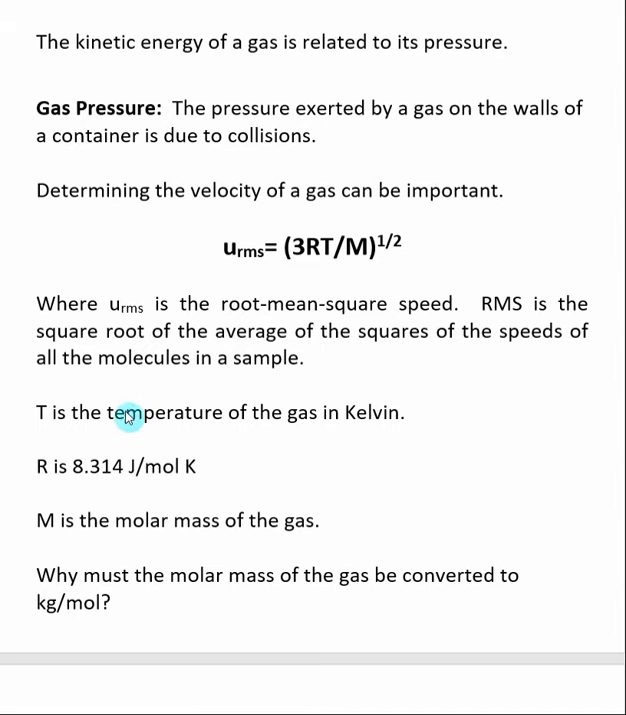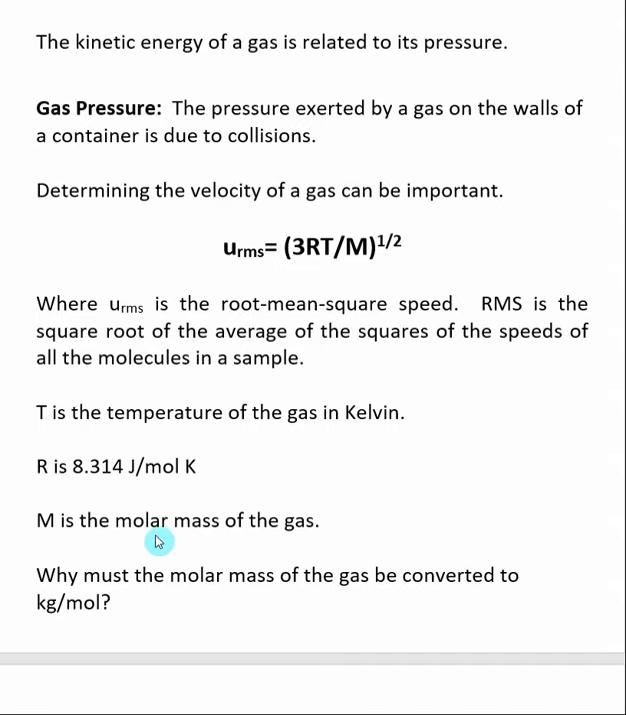Inside of this equation, T is the temperature of the gas in Kelvin. In this case, we're using the other value of R, which is 8.314 joules per mole Kelvin. Remember, I like to call this the energy R because it involves joules. So here we're looking at kinetic energy or involving kinetic energy, so it makes sense to use this R value.